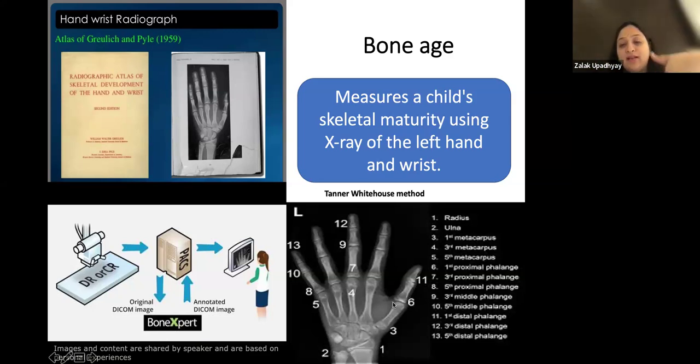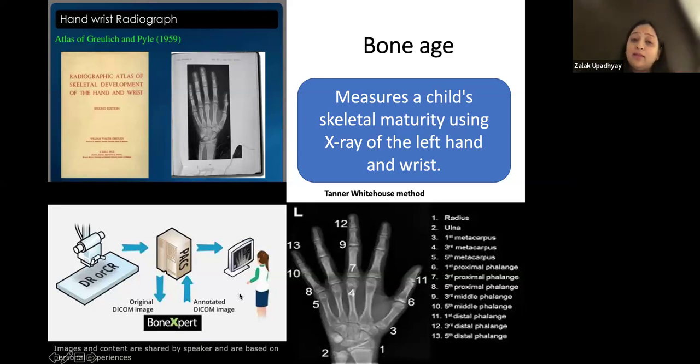What we currently use is the Tanner Whitehouse method. You also get a bone age app. You can download it and start using it. With Tanner Whitehouse, you calculate the 13 epiphyses. Look at these. For all the epiphyses you have to put in how they look, and it will calculate and tell you this is the exact bone age. So the Tanner Whitehouse method is what we currently use.